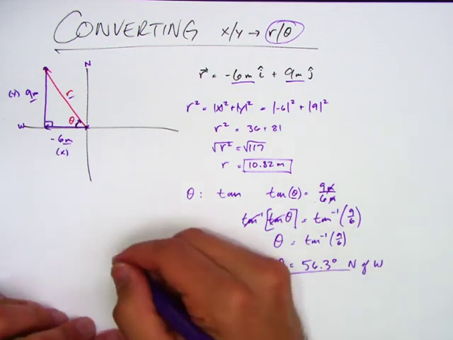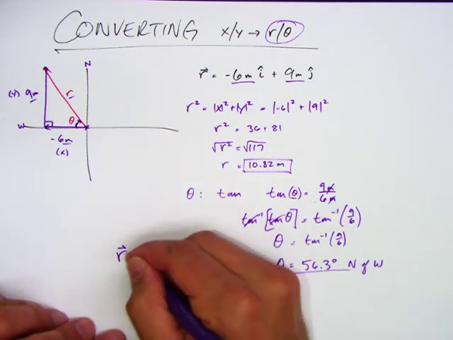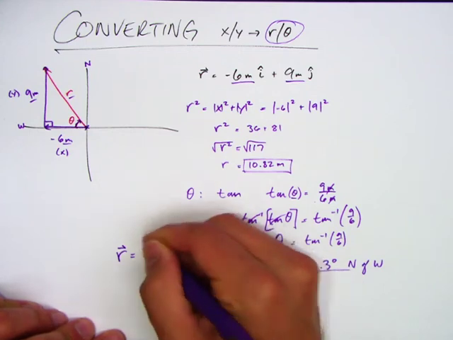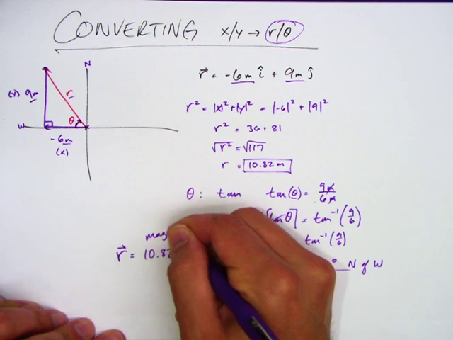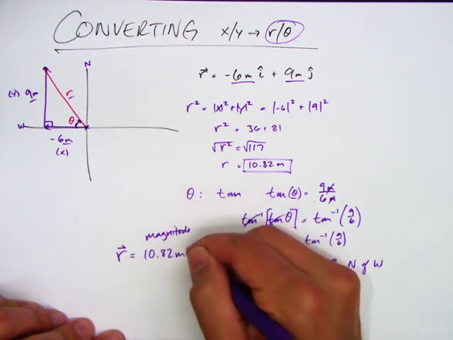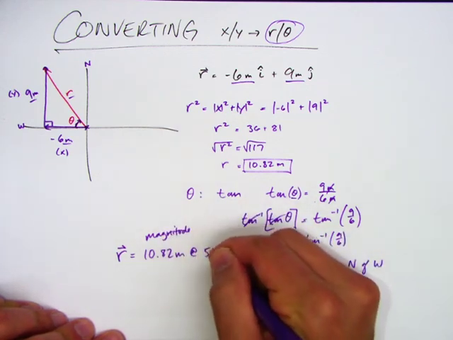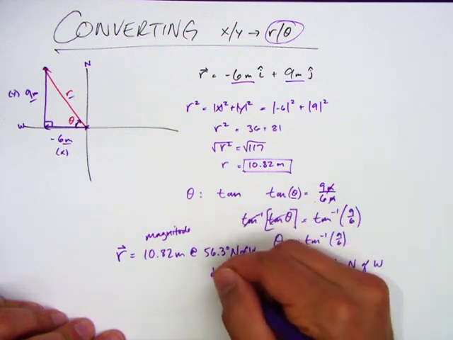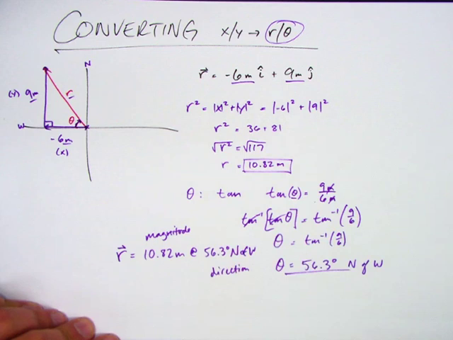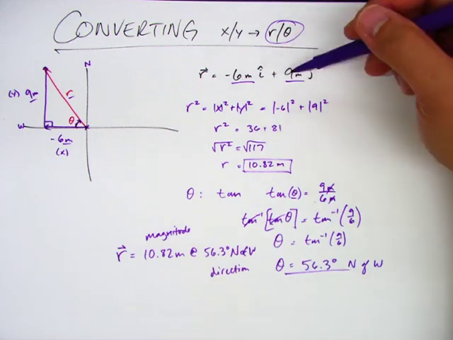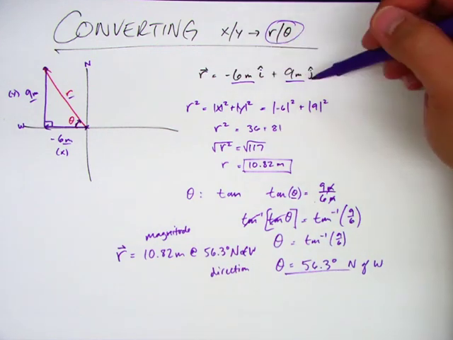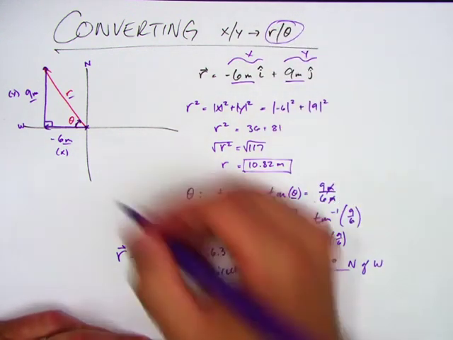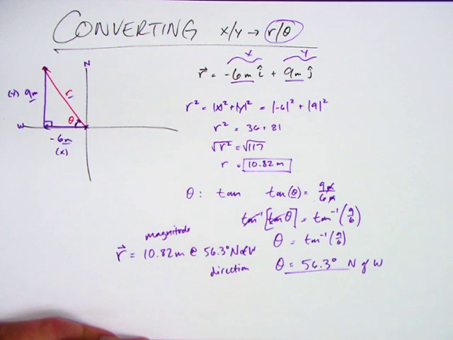So the full way of writing this vector out in this notation is magnitude 10.82 meters at 56.3 degrees north of west. That's my direction. And that's how we can convert from unit vector notation with the i's and the j's, the x and the y, remember, this is x, this is y, to overall magnitude, length from here to here, at whatever that angle is.